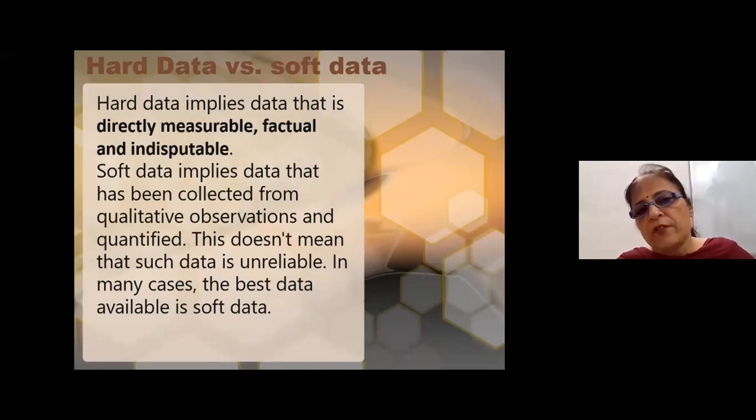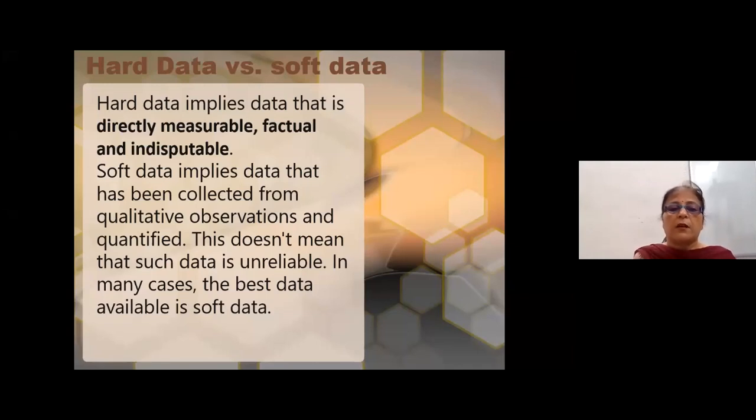Now the data is of two kinds, hard data and soft data. You might be aware of this, but I'm just re-emphasizing it. Hard data implies data that is directly measurable, factual and indisputable. Like these were the objectives: so many participants passed the test, so many participants have been trained, and like that.